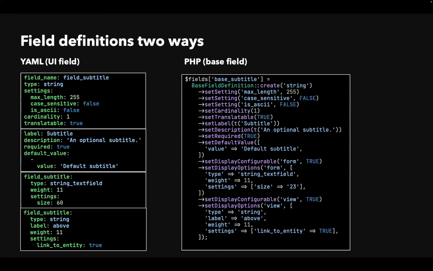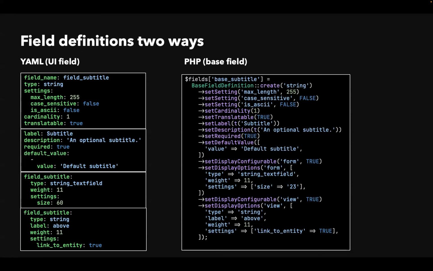And then the next YAML file down is the specific instance for a particular content type or bundle. And the field I've created is called subtitle. I've given it a description. It's got a default value, and I've made it a required field.